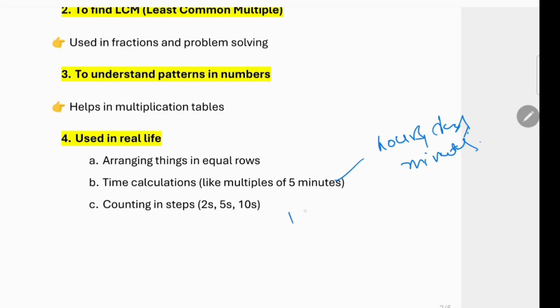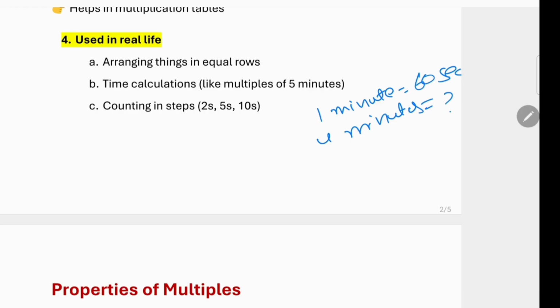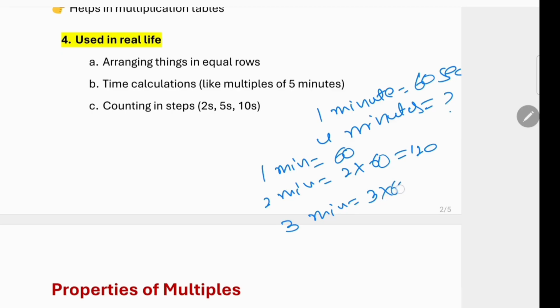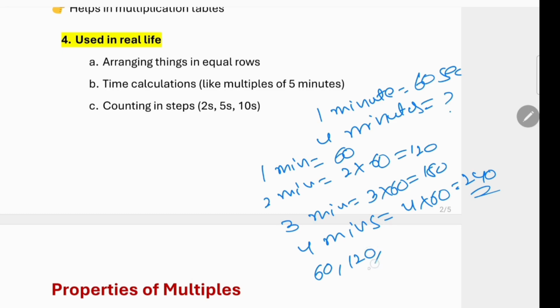For example, 1 minute is equal to 60 seconds. Then find how many seconds are in 4 minutes. Here 1 minute is equal to 60 seconds. 2 minutes is equal to 2 into 60, which is 120. 3 minutes is equal to 3 into 60, which is 180 seconds. And 4 minutes is equal to 4 into 60, which is 240. Here we write the multiples of 60: 60, 120, 180, 240 and so on. The fourth one is 240. Therefore 4 minutes is equal to 240 seconds. This is the fast and simple method.